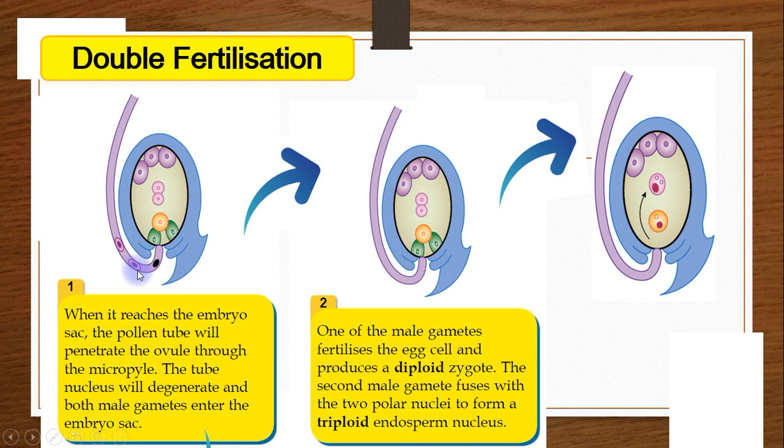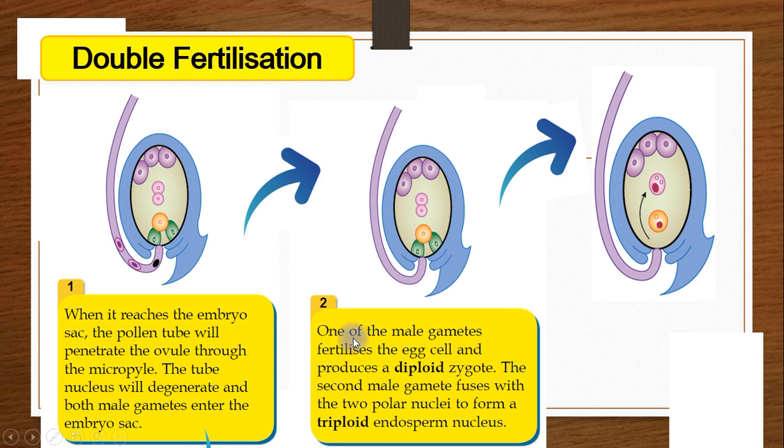Okay, we repeat again. Number one: when it reaches the embryo sac, the pollen tube will penetrate the ovule through the micropyle, and then the tube nucleus will degenerate, and both male gametes enter the embryo sac. So these two male gametes will enter the embryo sac. This is the embryo sac, and this is the ovule. Inside the ovule there is the embryo sac. Okay, number two.